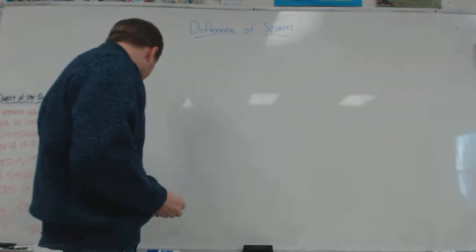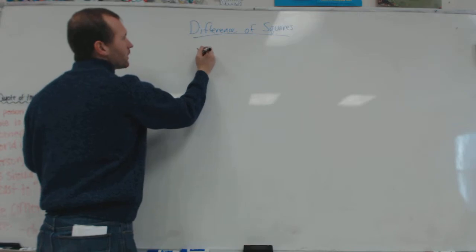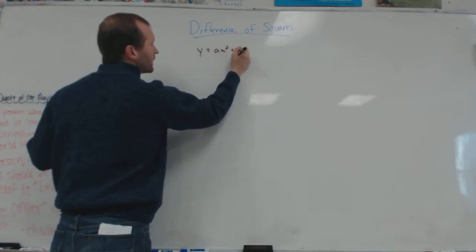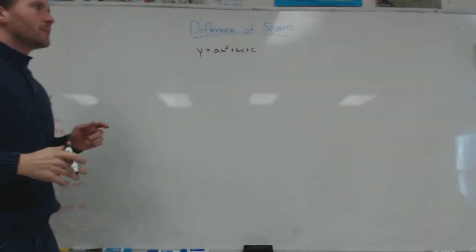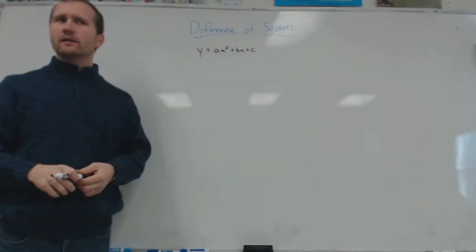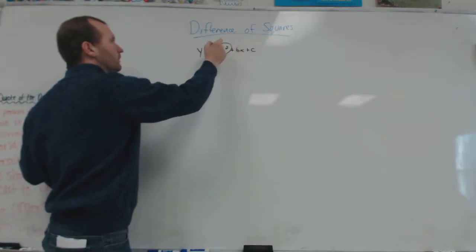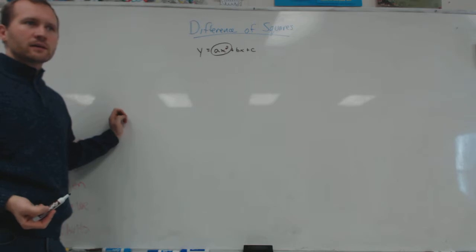Right. I'm going to talk about the difference of squares. This is just a special case of quadratics. So normally quadratics are in the form y equals ax squared plus bx plus c. But this is not really what makes a quadratic a quadratic. What makes a quadratic is just this x squared term. And as long as it has that, it's a quadratic.